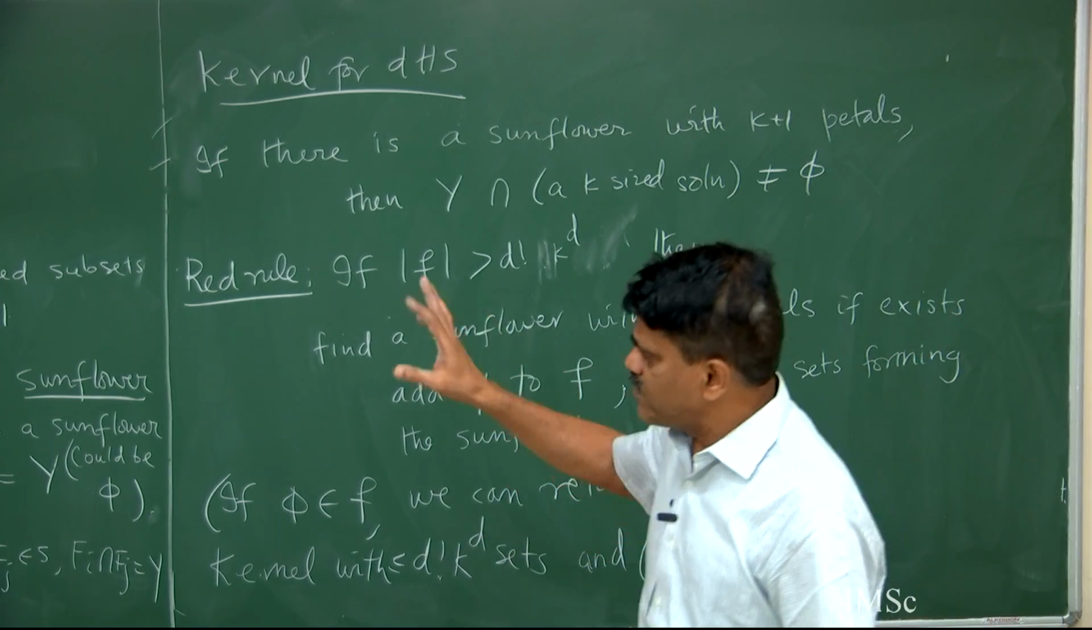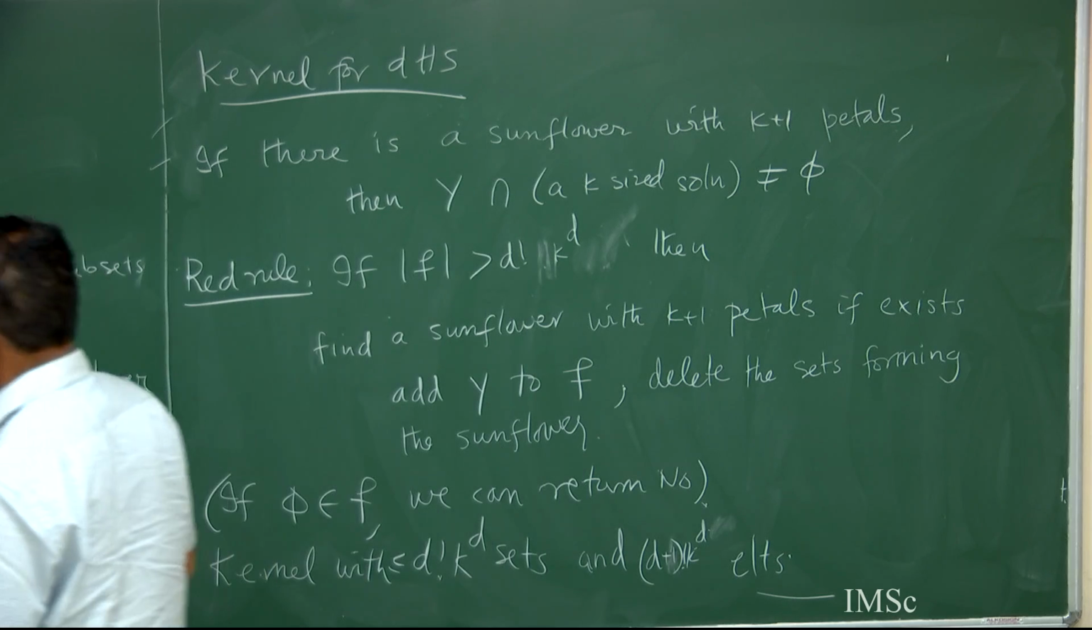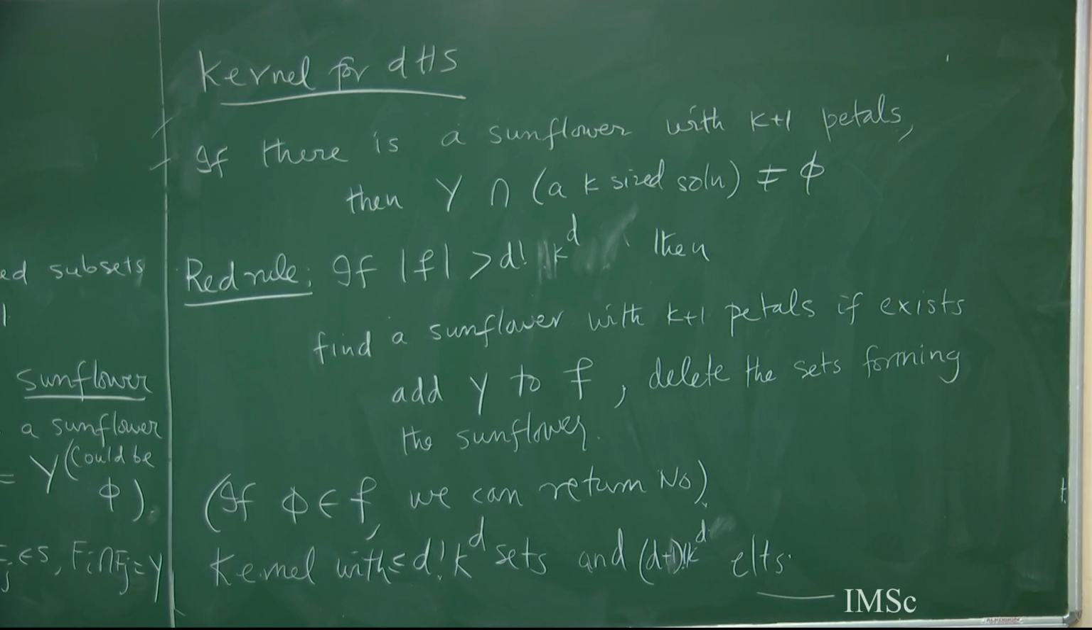So the sunflower lemma is very useful. Whenever you work with some family of sets and you are trying to do some problem on that, it's a useful thing. Okay, so now let's do another nice combinatorial structure on graphs, which is useful for kernels, and that takes us to what are called crowns.